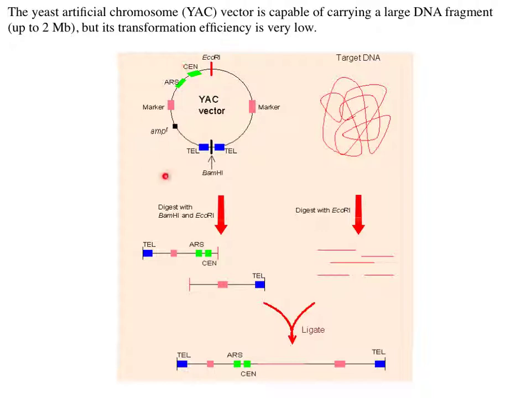So you can take a YAC vector, your target DNA, you digest it with, in this case, EcoR1 and BamH1. These linearize your YAC vector. You digest your target DNA with EcoR1, and then you ligate, forming this linear yeast artificial chromosome bearing your insert of DNA.